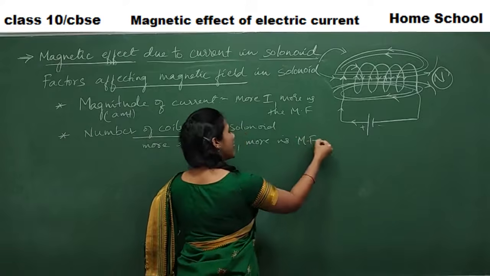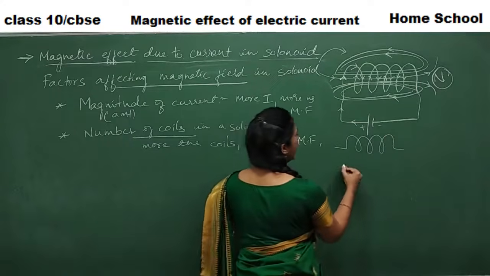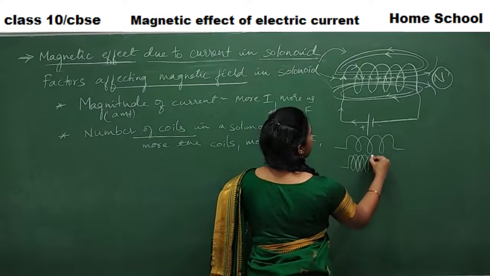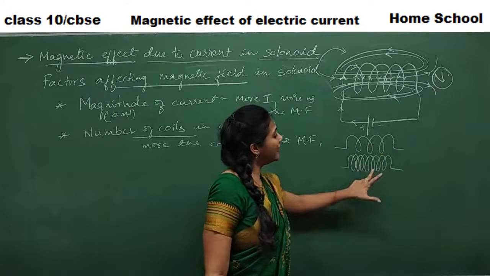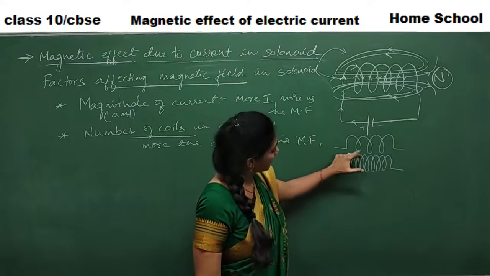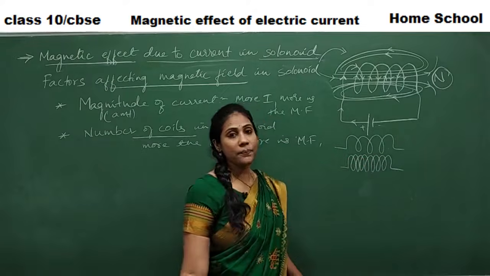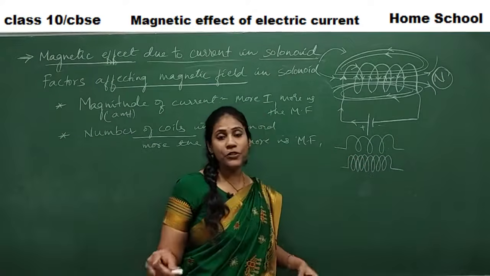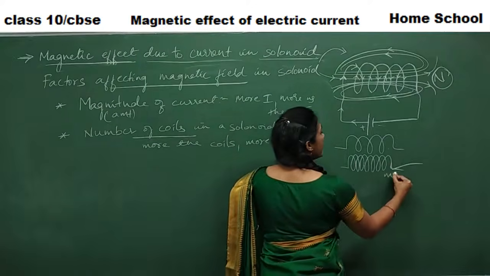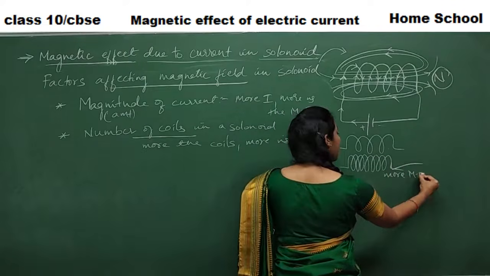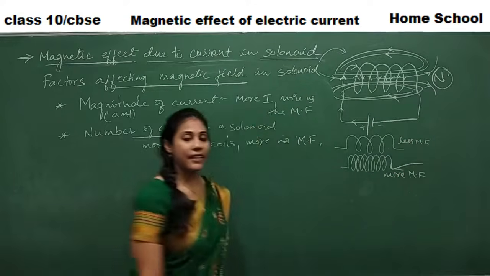Say for example, I have two types of coils. This is one coil and the other coil is, you see here. Maybe the length of this solenoid and the length of this are similar, but you see the number of coils. The number of coils is only 3 here, but here you have so many coils. Say, which solenoid can produce more magnetic effect? Definitely this. This produces more magnetic effect, magnetic field. This produces less magnetic field because fewer coils are there.